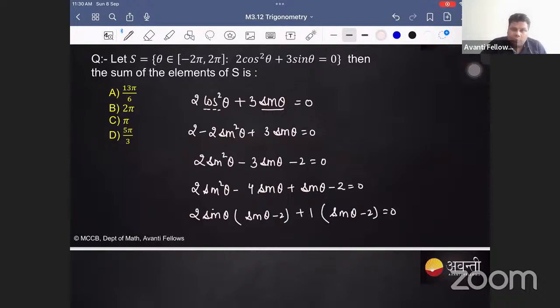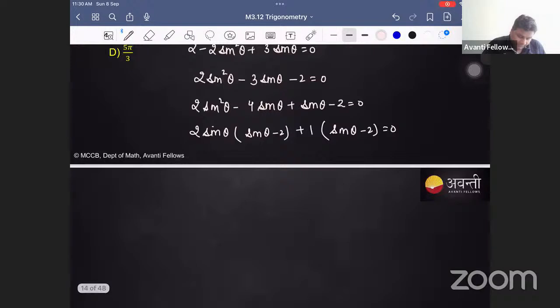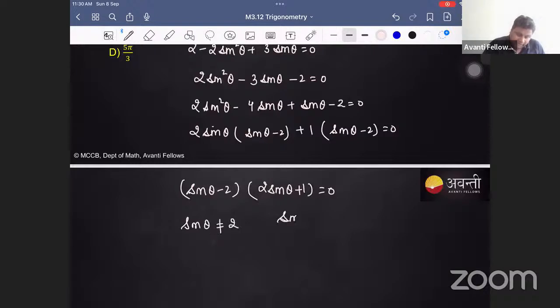As of now, I did not do anything. I used only one identity, that is sin square theta plus cos square theta equals to 1. And then I'm factorizing the quadratic which I got in terms of sin theta. So I get sin theta minus 2 and 2 sin theta plus 1 as 0. Now see, sin theta can never be 2. The maximum value of sin theta is 1. That means sin theta is minus 1 by 2.